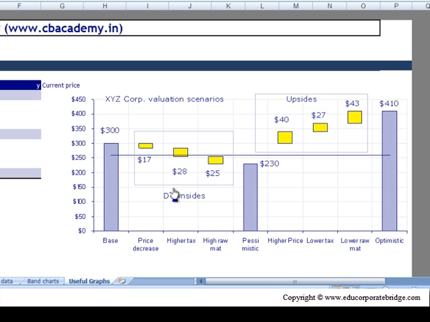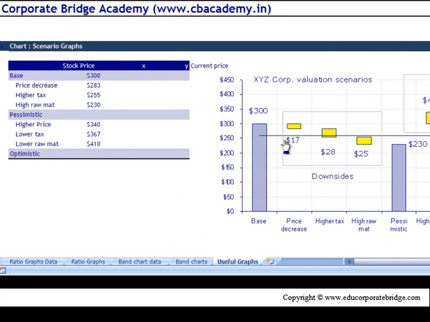What these downsides mean is, let's say there was a price decrease. Price decrease can mean that there can be a price decrease of your product, and because of that, at the end of the day, the revenues which flow in and ultimately the cash flows are hurt, and it results in a $17 shave off from your base case valuations. So this is what is being represented visually. This needs to be documented in the table first, and then we will be able to make the graph.